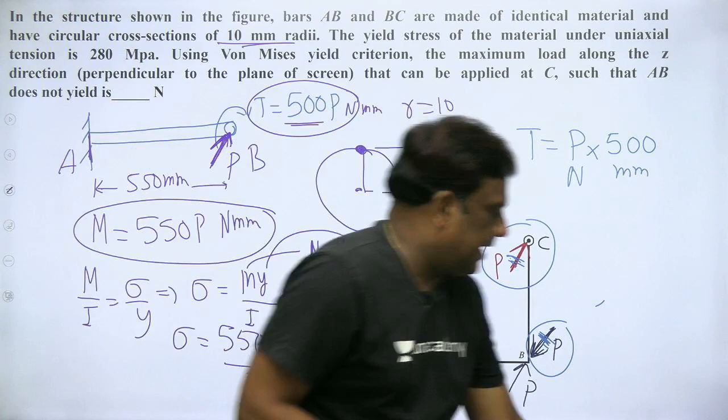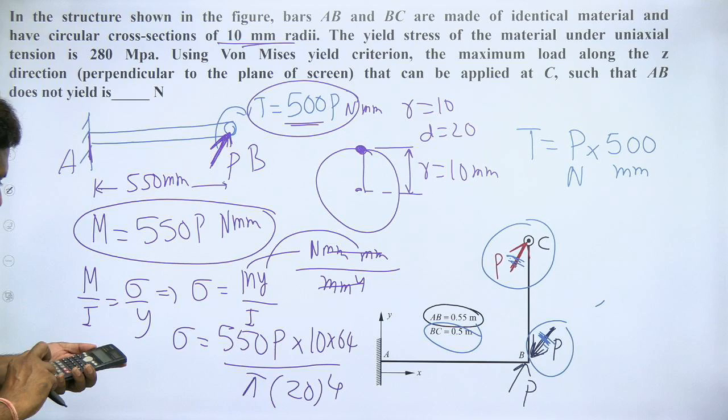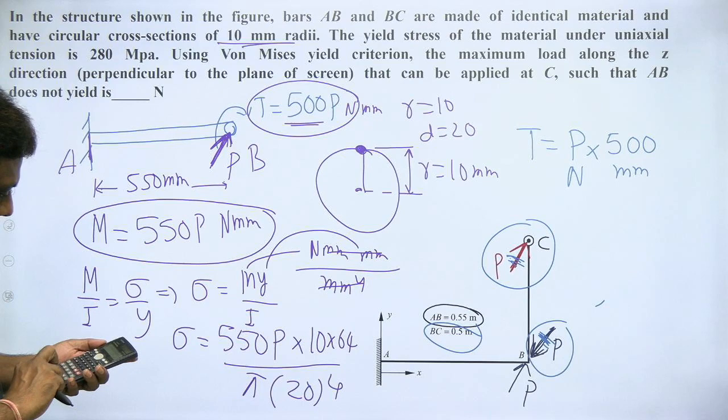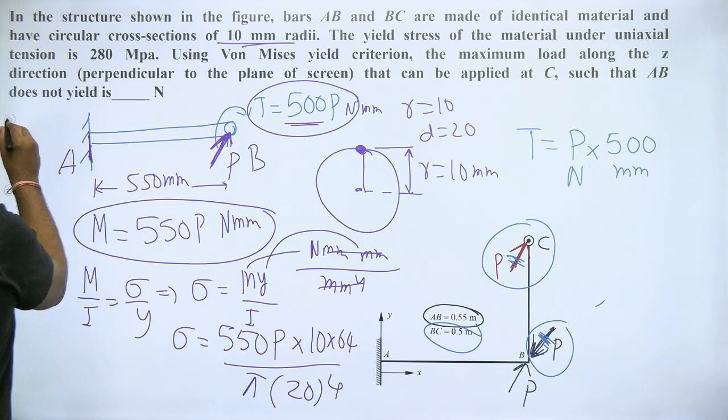Let me calculate. So what do I get? 550 into 640 divided by pi into 20 power 4 by 64. This is 0.7, so the sigma is given by 0.7 P.